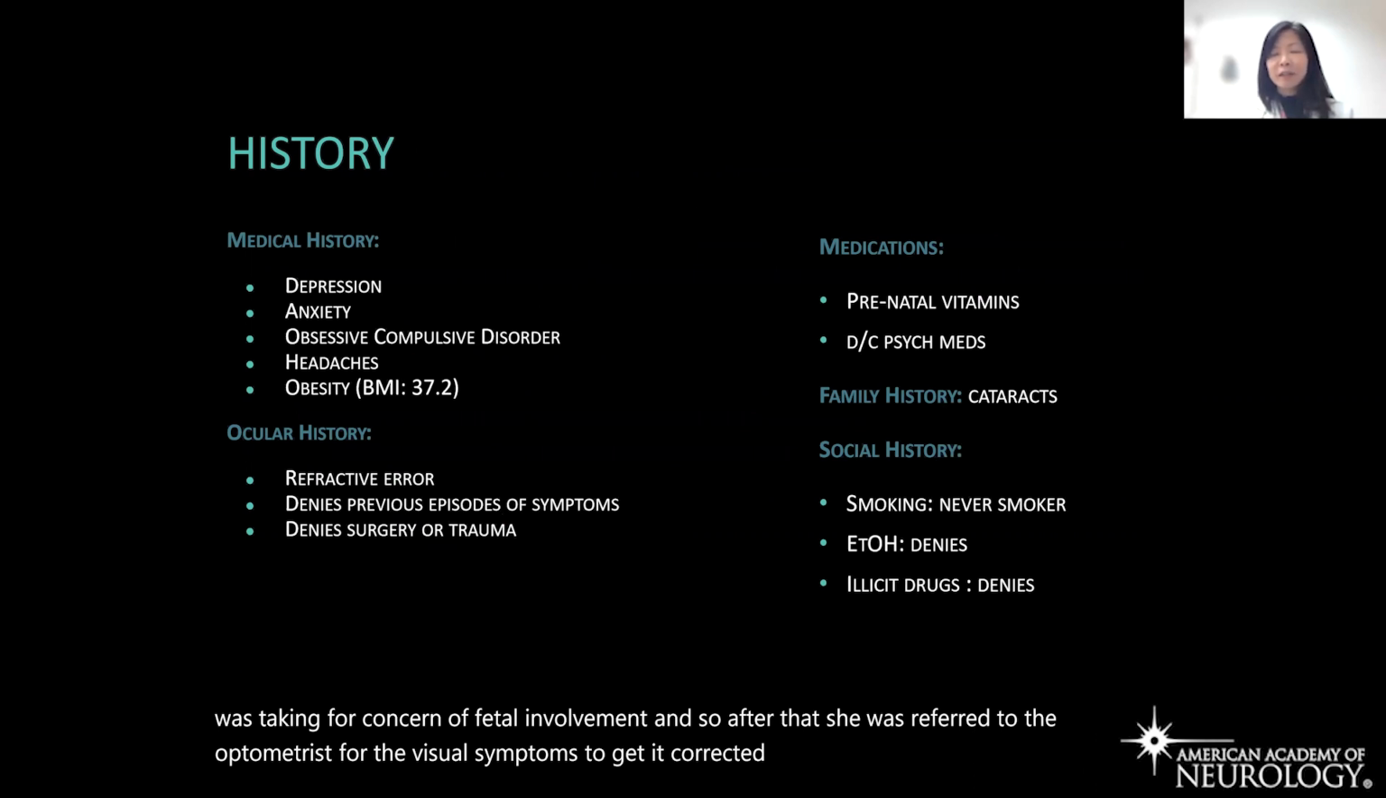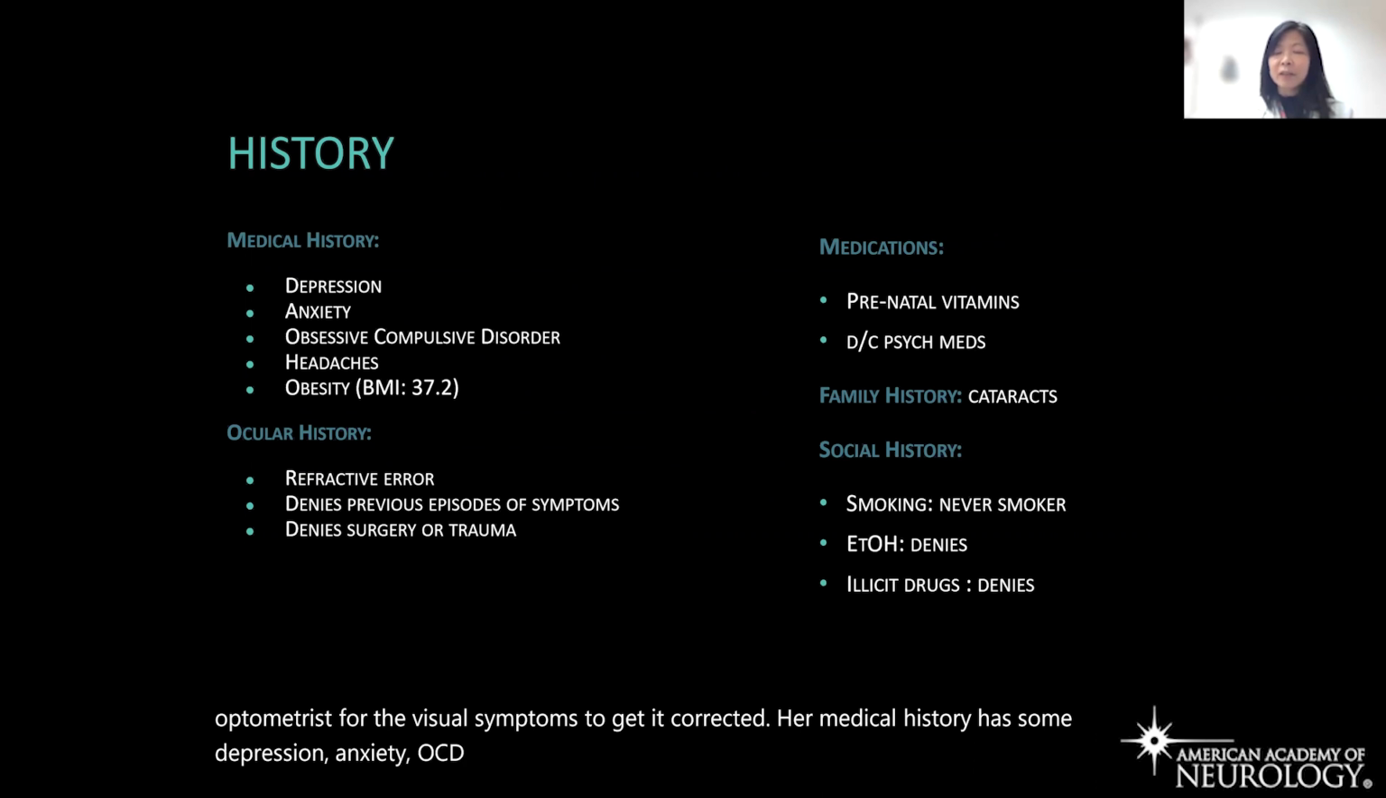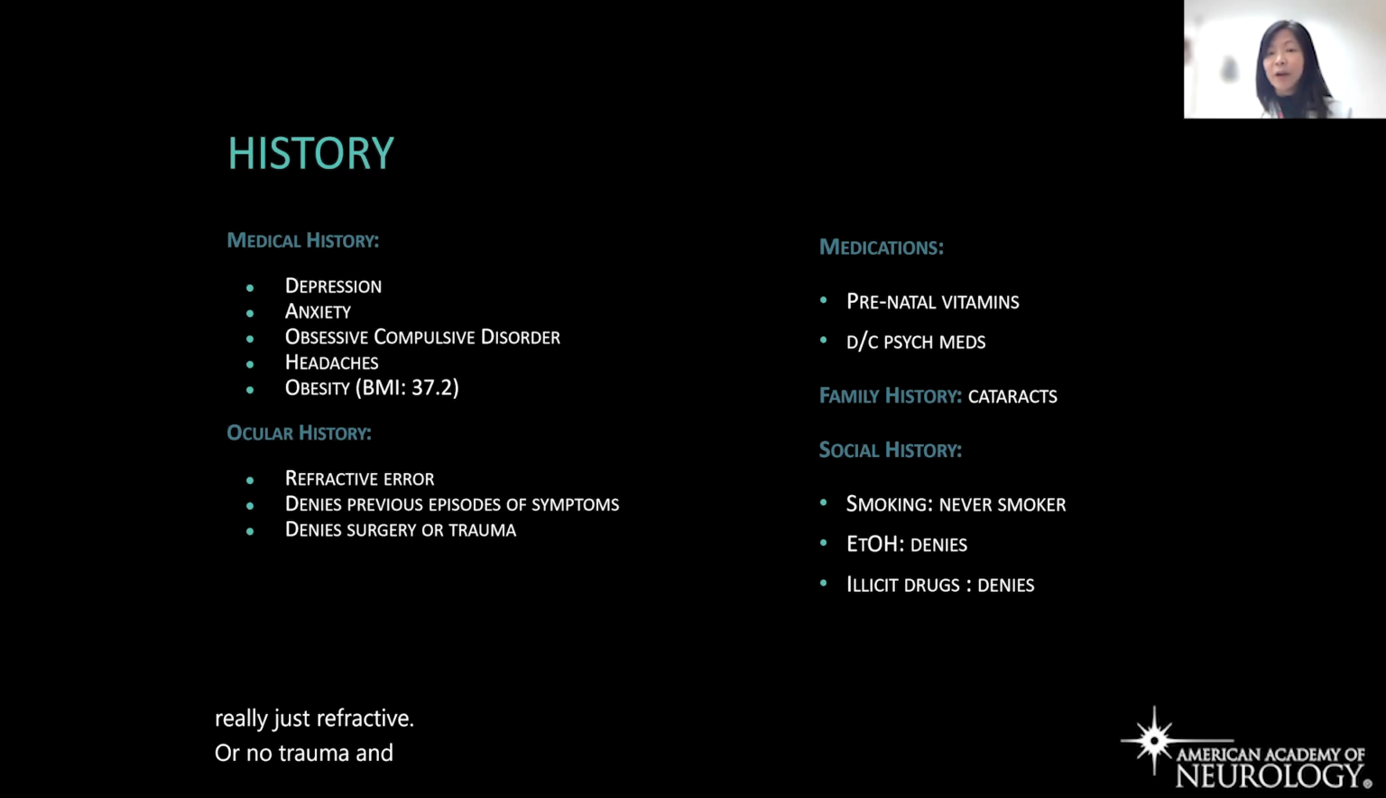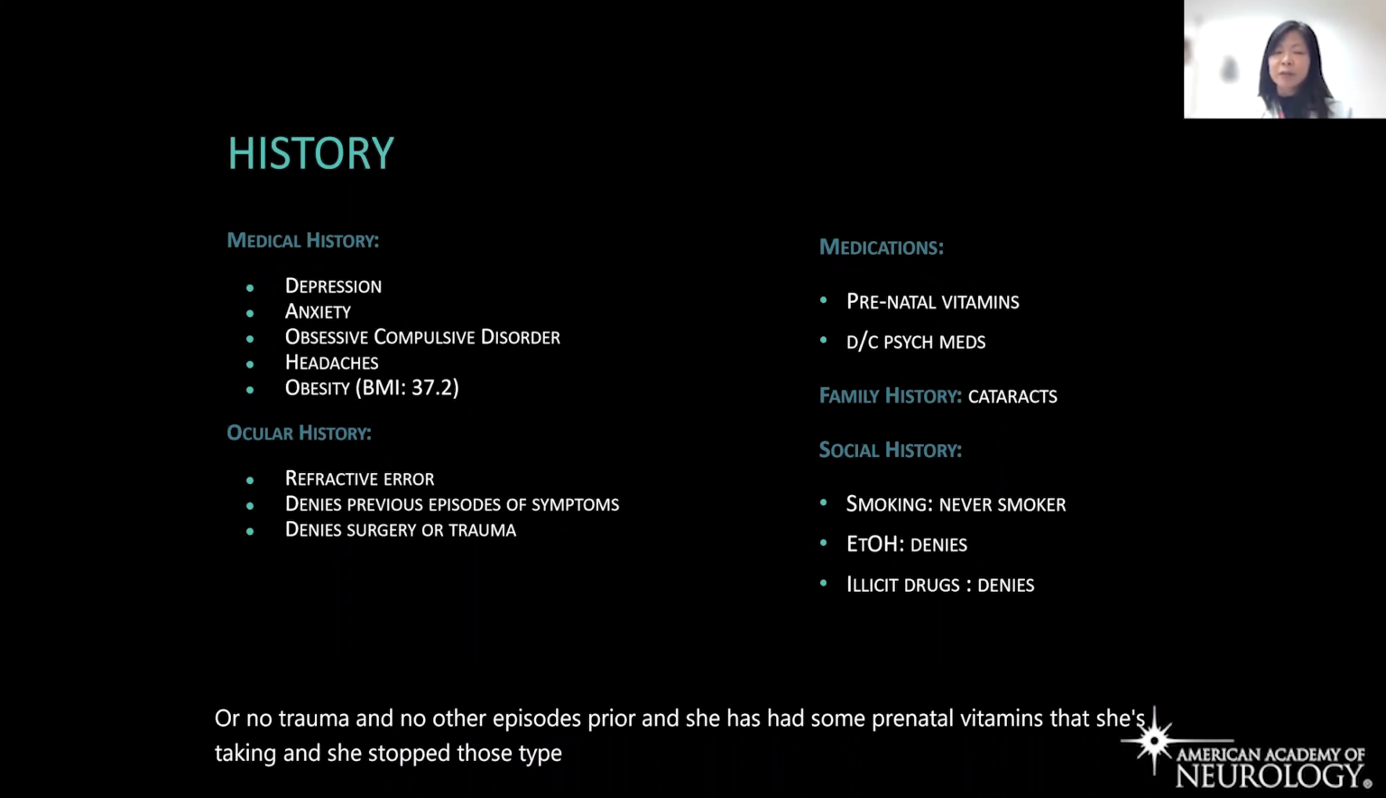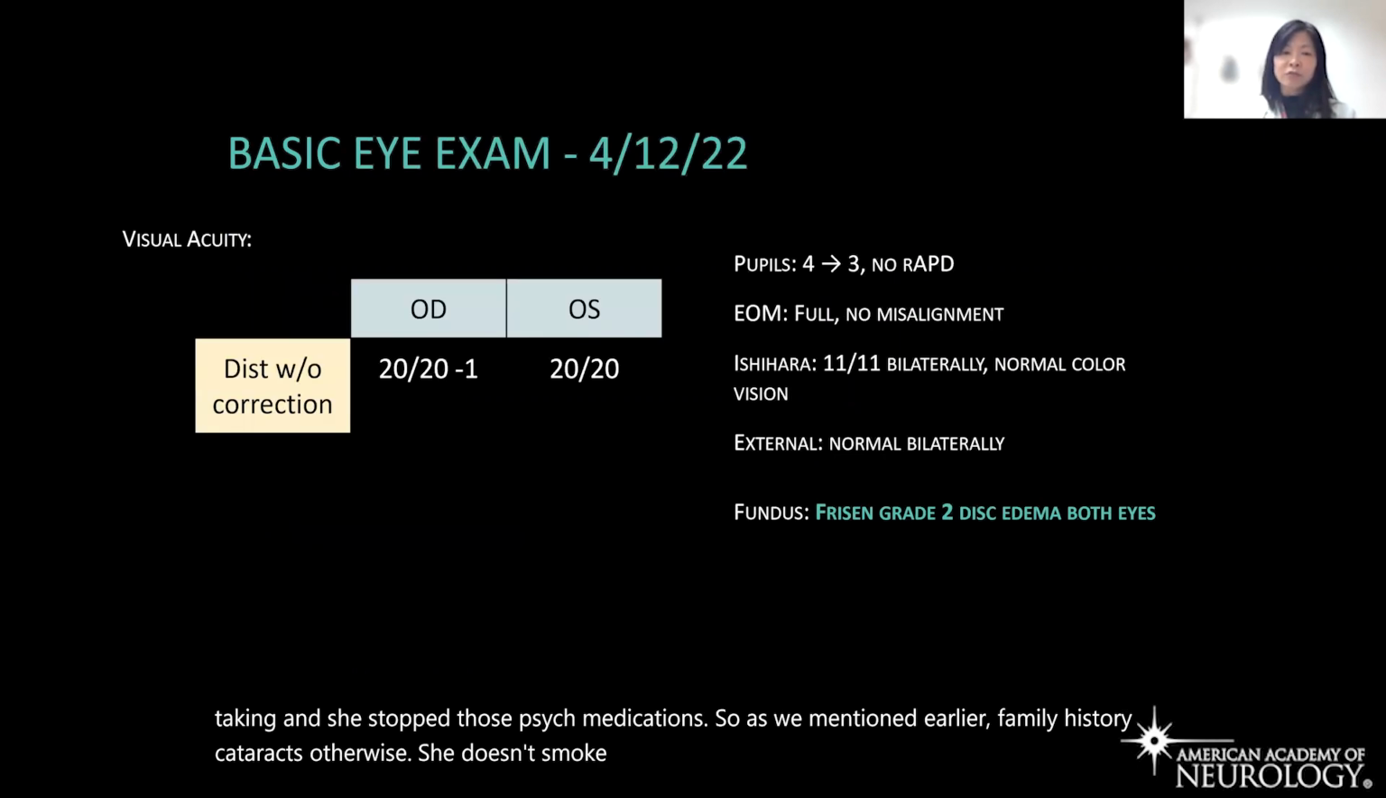Her medical history has some depression, anxiety, OCD, headaches, and she has a BMI of 37.2. In terms of ocular history, really just refractive error, no trauma, and no other episodes prior. And she has some prenatal vitamins that she's taking, and she stopped those psych medications, as we mentioned earlier. Family history of cataracts. Otherwise, she doesn't smoke, doesn't drink, and doesn't use drugs.